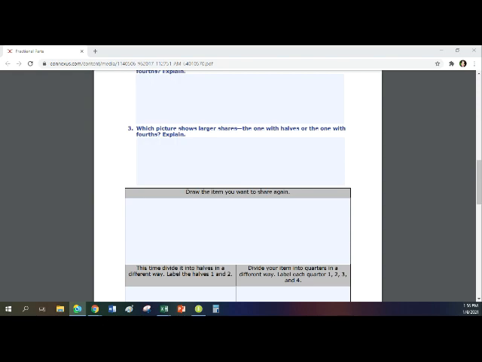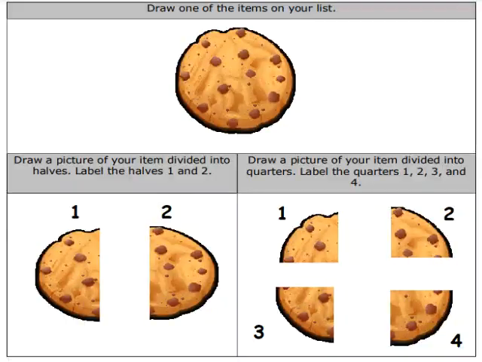Let's look at it again. In my first picture, I have one whole. I can only share that with one person. In my second picture, I have 2 halves. I could share that with myself and one friend. In my third picture, I have 4 parts. I could share that with myself and 3 other friends. So think about that and answer number 2 with a complete sentence.